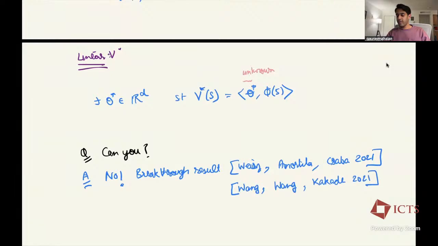Okay, so there are instances, and their game is basically a game over a hypercube, where even when you assume you have linear V star, so you have access to these features, and your V star function is linear in it, so it's trying to solve just a linear problem, even then you cannot get polynomial in d sample complexity. Any questions about this?